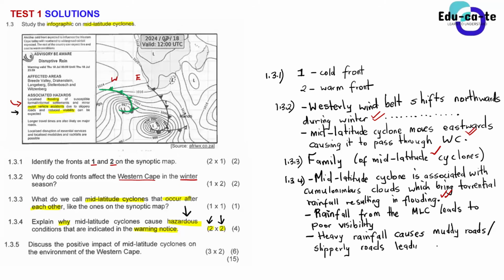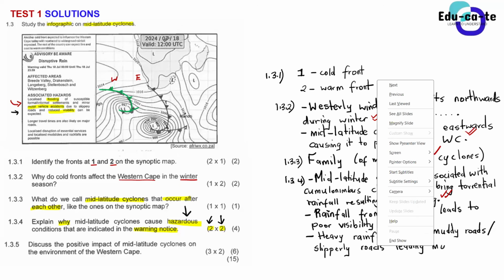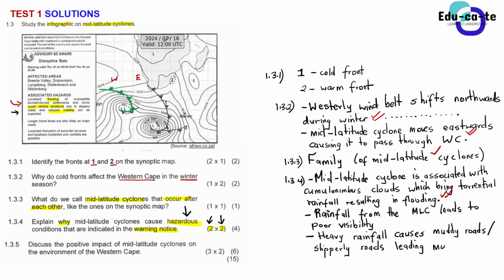You should just talk about the hazards that are provided. Even the poor visibility is one thing that can lead to motor vehicle accidents. Are you aware of that? If you cannot see properly and you are driving, what will happen? The poor visibility will cause you to not see the road properly, and that can lead to accidents. You can talk about many things. These are not the only answers available. You can further talk about more things.